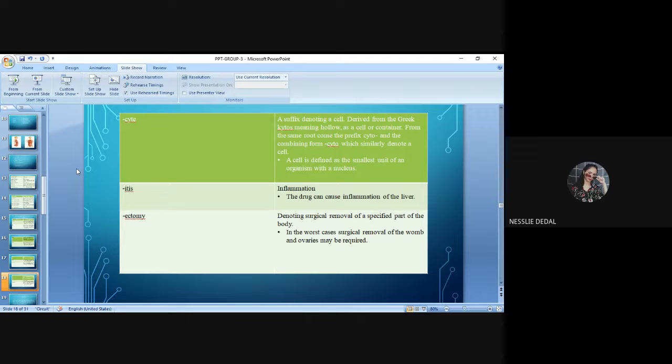Itis, inflammation. Example sentence, the drug can cause inflammation of the liver. And last, ectomy, it denotes surgical removal or cutting out. Example sentence, in the worst cases, surgical removal of the womb and ovaries may be required.